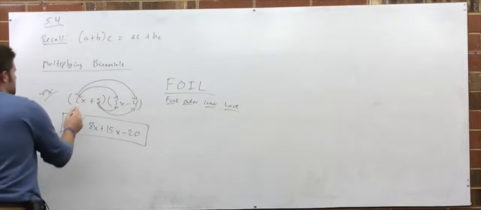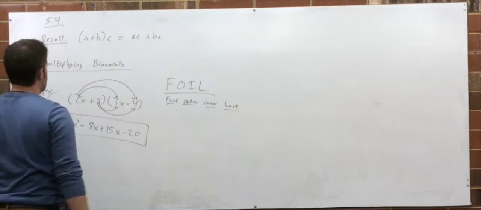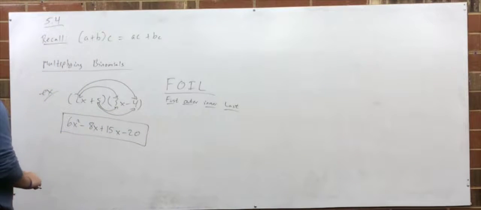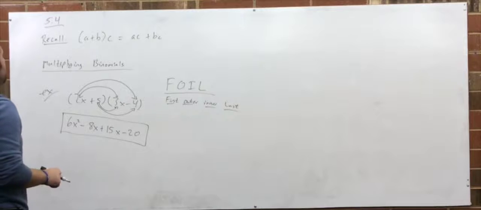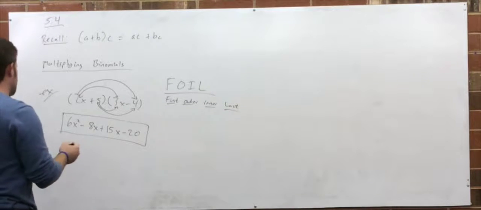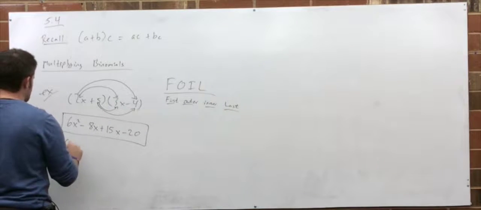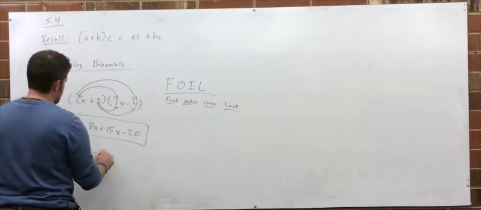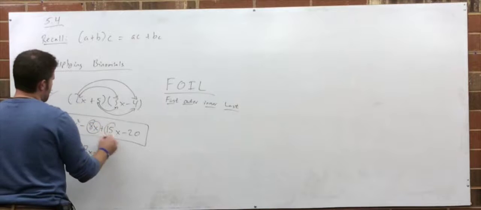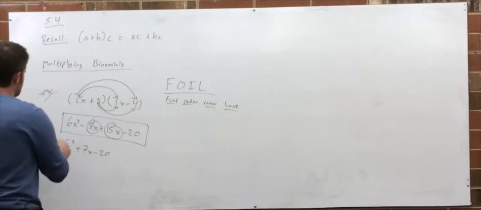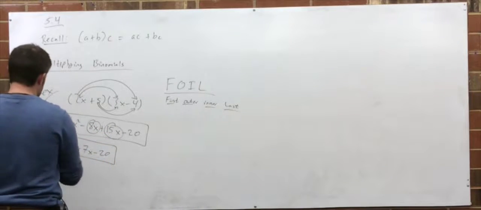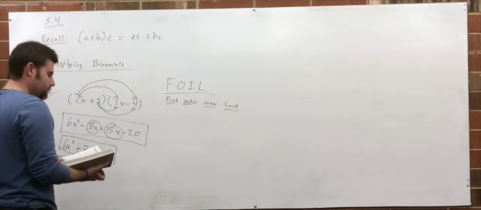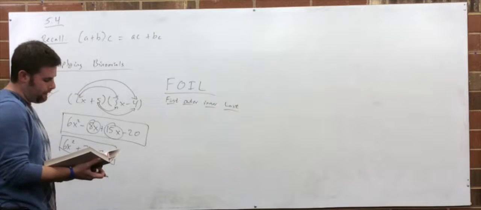So, 2x plus 5 times 3x minus 4, using the FOIL method, we get 6x squared minus 8x plus 15x minus 20. Well, that can be simplified into 6x squared plus 7x minus 20 by combining our x terms. So our final answer comes to 6x squared plus 7x minus 20. Alright?